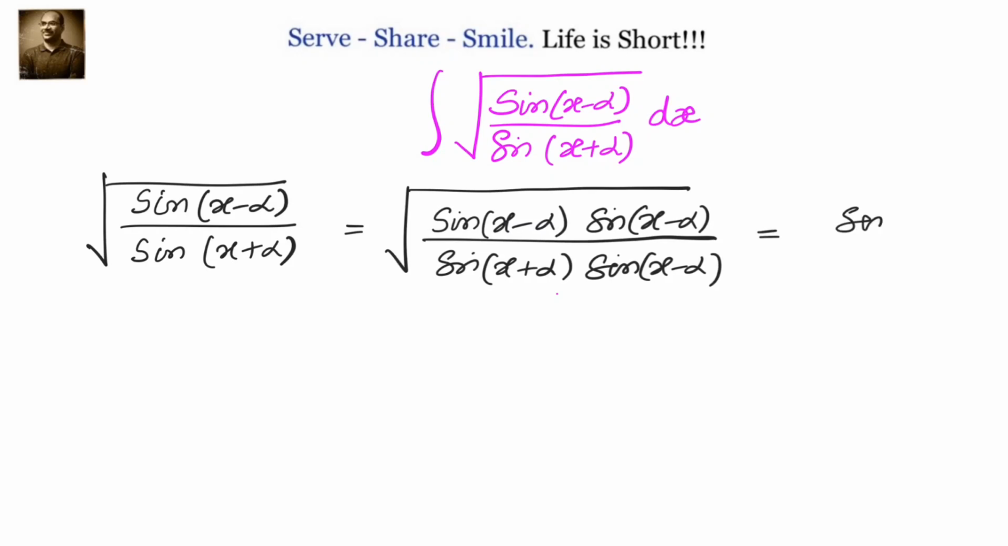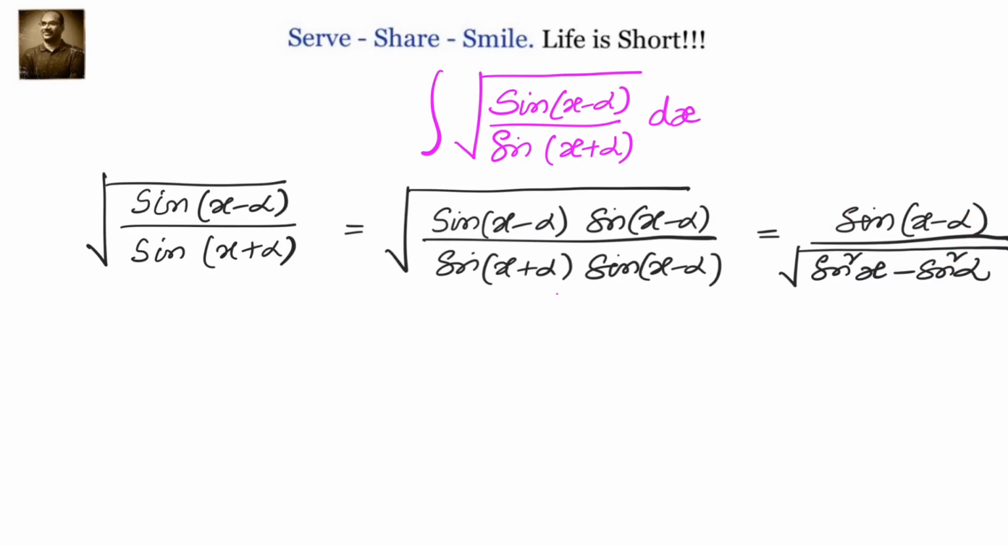And in the denominator, we have sin of a plus b into sin of a minus b, which is sin square a minus sin square b, which is also equal to cos square b minus cos square a. So I'll put this under the root. Now let's get the integral back and try to expand the numerator.